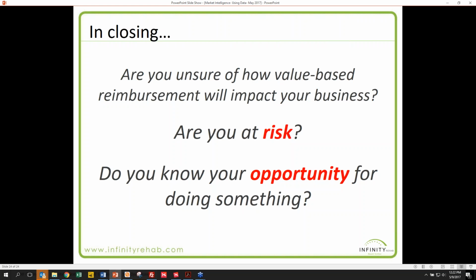The question we ask is, how much of value-based reimbursement or payment reform are you seeing in your market? Are you at risk? Meaning, do you know how it's going to be impacting you? Do you know how you compare with your peers? But more importantly, do you know your opportunity for doing something, for taking advantage of this? Whether you want to be in a preferred network, whether it's managing your 5-star rating when 2018 comes in for value-based purchasing, or whether CMS opens up voluntary participation in the bundle payment program again.